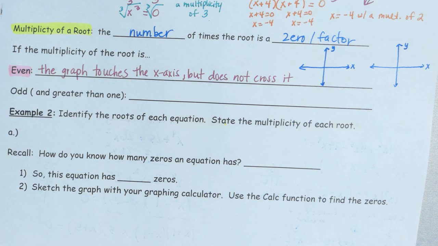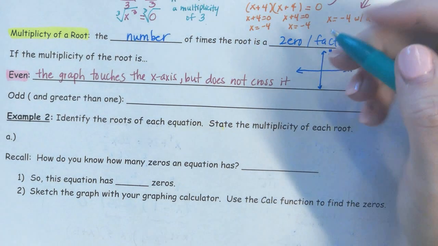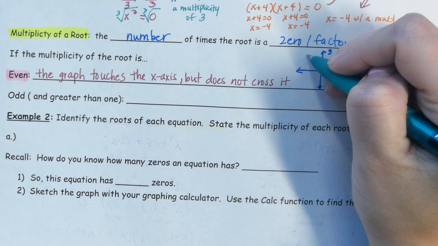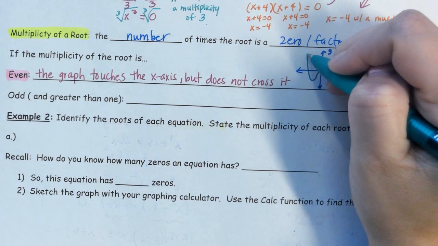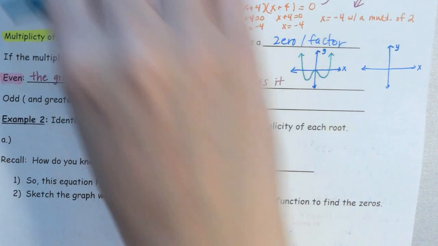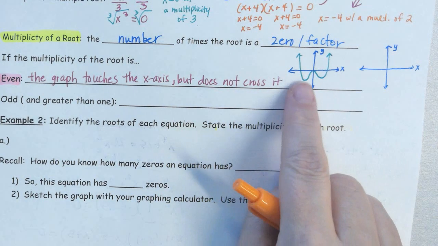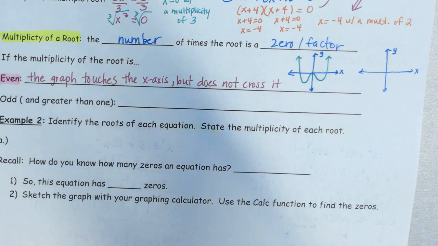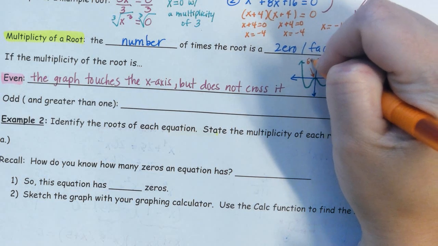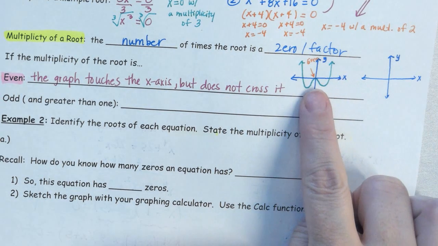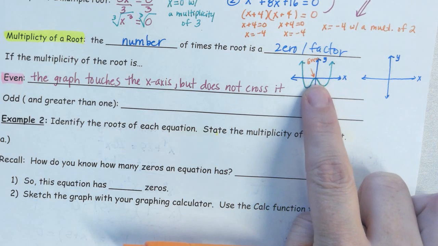The graph touches the x-axis but does not cross it. You can watch me draw it and then you can draw it yourself. So it could look something like this. Where it touches it here but does not cross, that is what makes it even. It's where it touches the axis but doesn't cross it there.